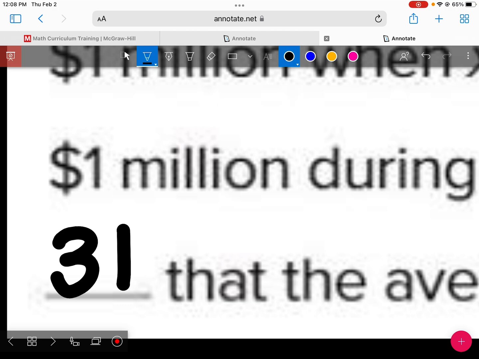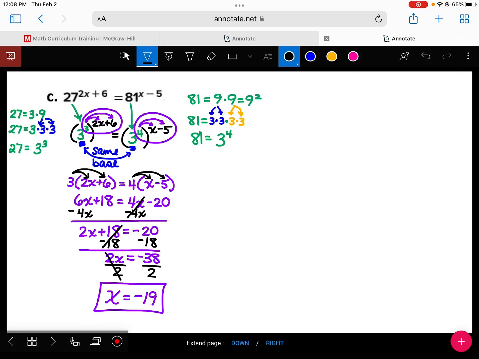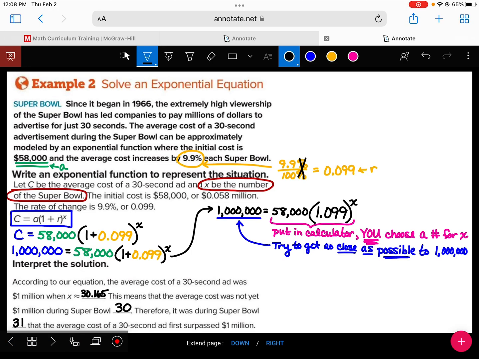So we've talked today about two different ways to solve exponential equations. If you can, you're going to rewrite the bases so that they're the same. Here, I had a base of 1.099. There was no way I was going to be able to write 1 million as 1.099 to some power, so I just tried some guess and check on my calculator for that one.